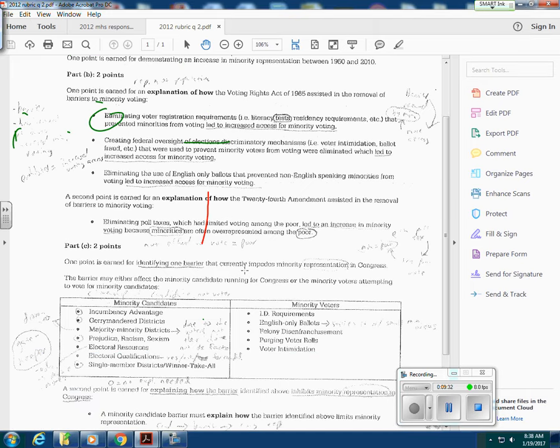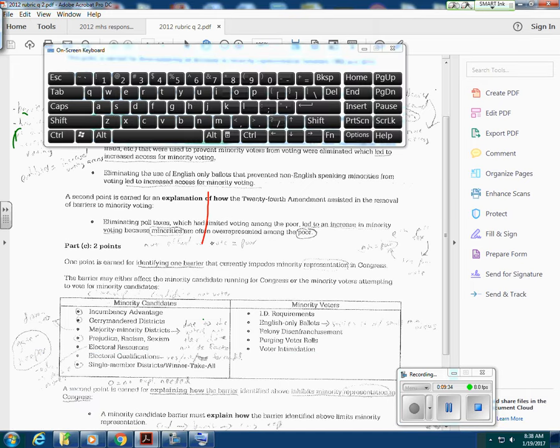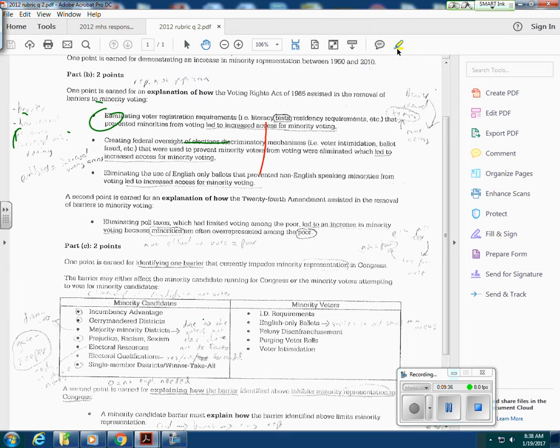All right, then in B, they give you all of the options of things you can talk about, okay? Sorry for these lines all over the place. We don't want the keyboard there. All right. So for B, you could say eliminating voter registration requirements, i.e., literacy tests. Could have said federal oversight of elections. That's now declared unconstitutional. We'll talk about that later. And eliminating English-only ballots. So any one of these would have worked. Probably about 99% of kids went with the literacy test option. But when the College Board makes the rubric, they put all possibilities. So as long as you have one of these, you're going to get that point.